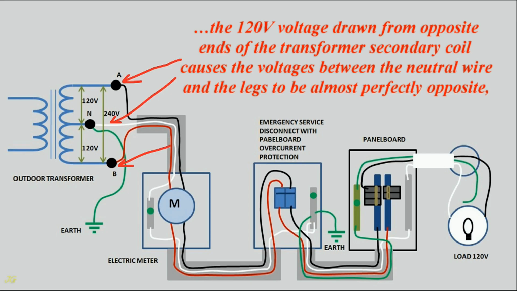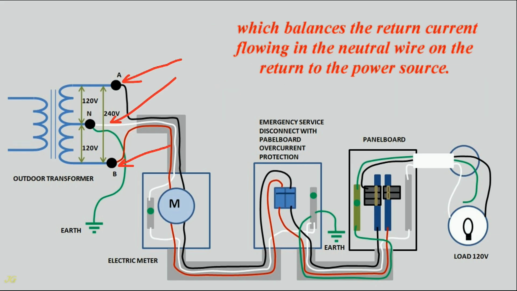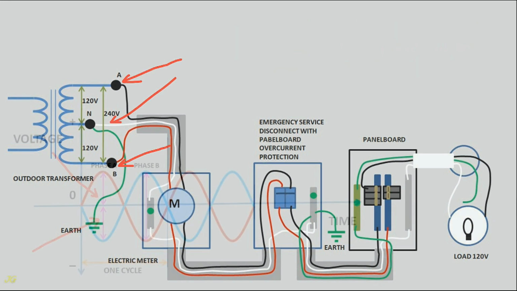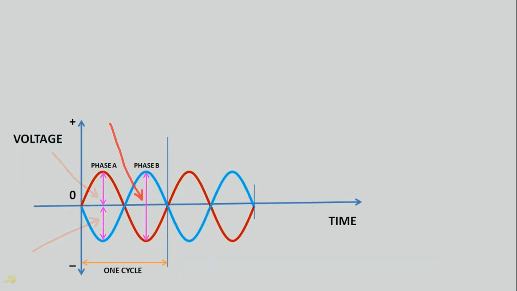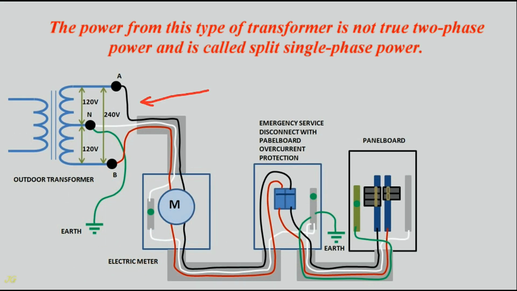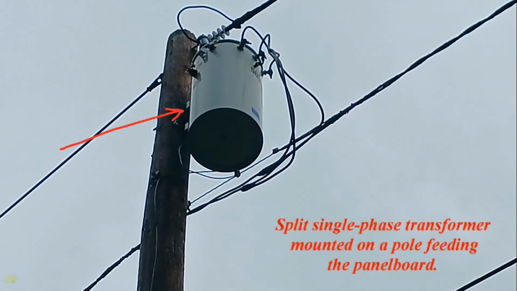The 120 volt voltage drawn from opposite ends of the transformer secondary coil causes the voltages between the neutral wire and the legs to be almost perfectly opposite, which balances the return current flowing in the neutral wire on the return to the power source. Balanced 120 volts from opposite phase and 240 volts between phases. The power from this type of transformer is not true 2-phase power and is called split single-phase power. Split single-phase transformer mounted on a pole feeding the panel board.